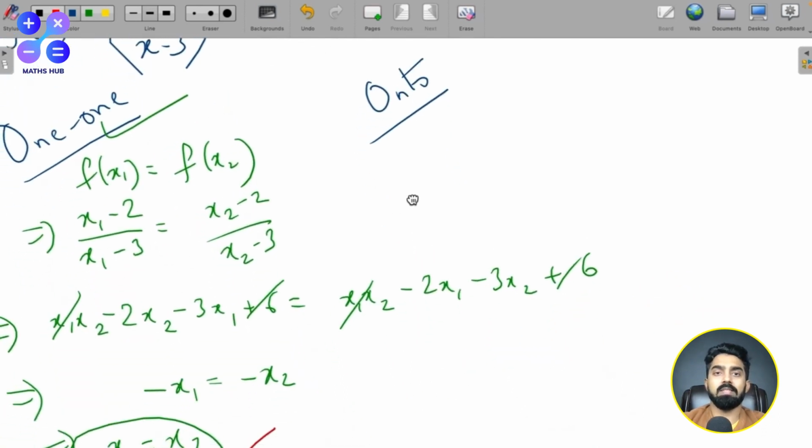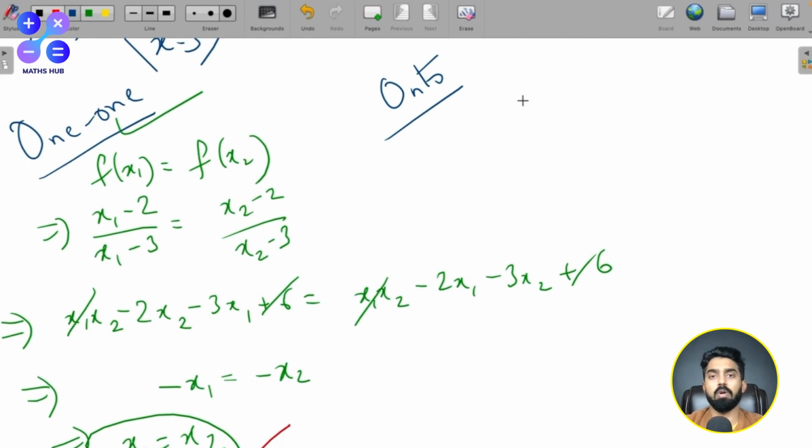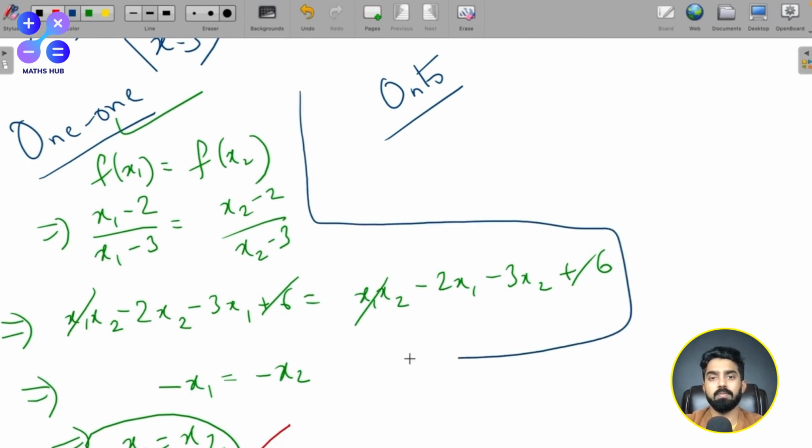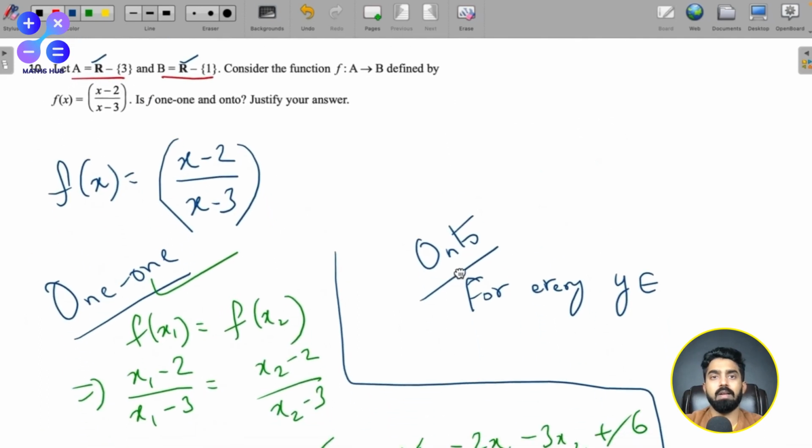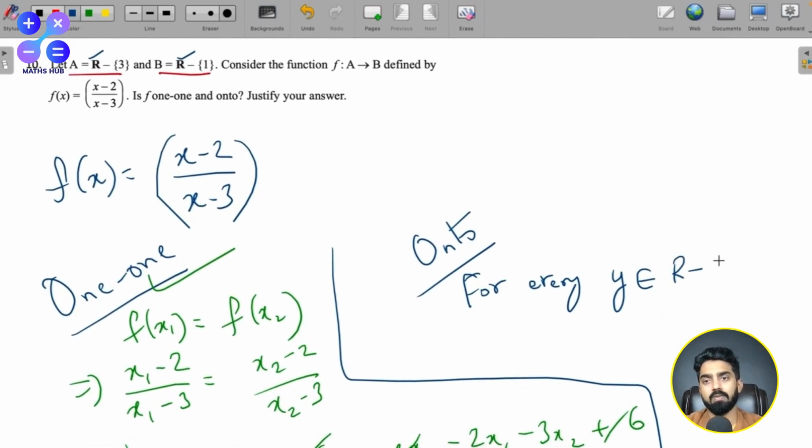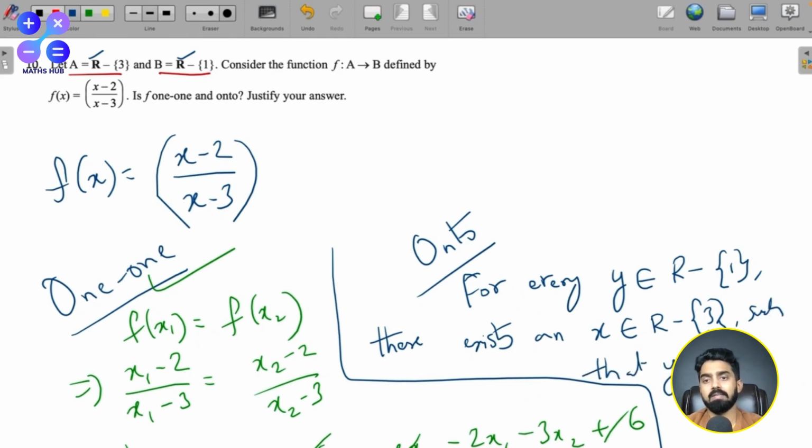Right. So now let's see onto functions. To prove if it is onto, we need to go for the usual drill, which is we need to prove that for every y that belongs to the set R minus {1}, or the set B, basically, there exists an x that belongs to the set R minus {3} such that y is equal to (x minus 2) by (x minus 3).